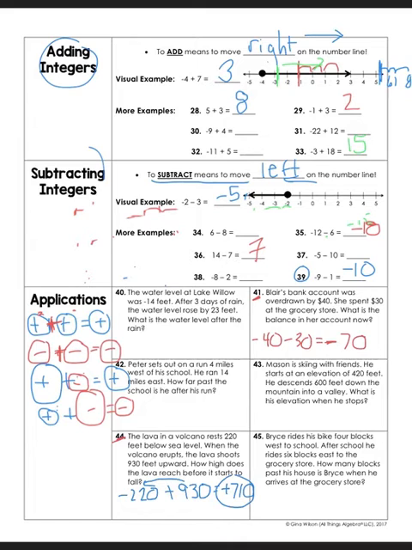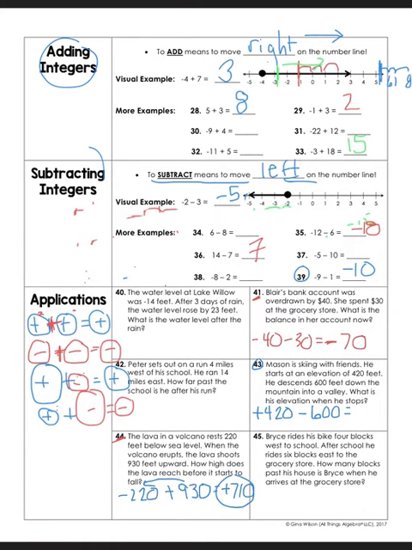And the one I'm going to choose to do is number 43. 43 says Mason is skiing with friends. He starts at an elevation of 420 feet. He descends 600 feet down the mountain into a valley. What is his elevation when he stops? So he starts at 420 feet above sea level. And then he descends, or he goes down 600, right? So what is that? What's our answer going to be?